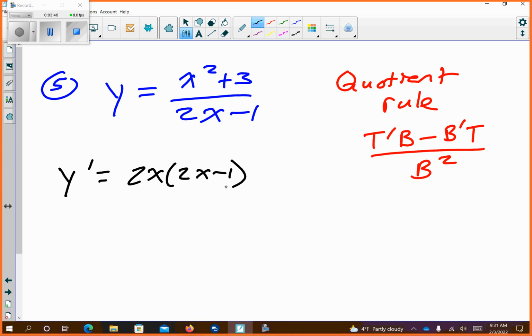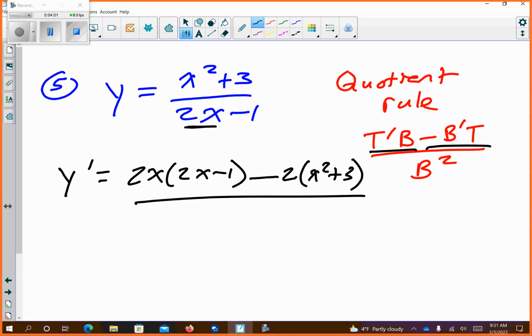Okay, so we took care of this portion of it. I'm going to subtract the derivative of the bottom. Well, the derivative of 2x is just 2 times the top. Okay, so now we've taken care of that, and it's all going to be over the bottom quantity squared. That's the derivative. So the quotient rule is a valuable rule. It's helpful, especially when you're not having to deal with moving things up and down and negative exponents and all that other kind of stuff.